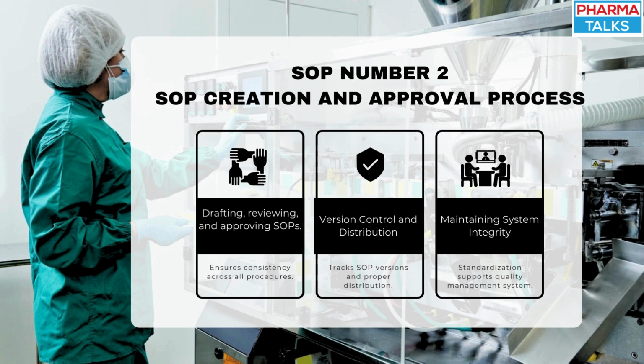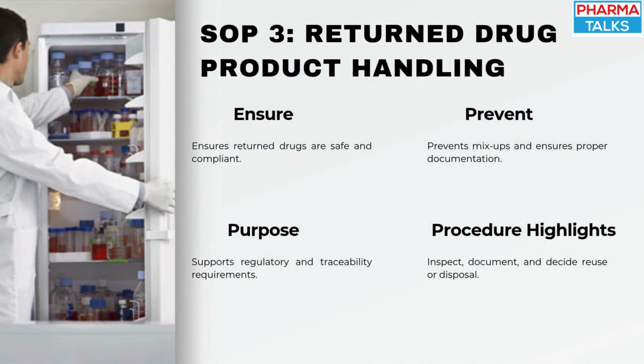This system helps maintain the integrity of the quality management system and ensures that everyone is following the same standardized procedures. SOP number 3 covers the procedure for handling return drug products. This is really important to ensure the safety, efficacy, and quality of pharmaceutical products. The SOP outlines the steps involved in receiving, inspecting, documenting, and storing return products.